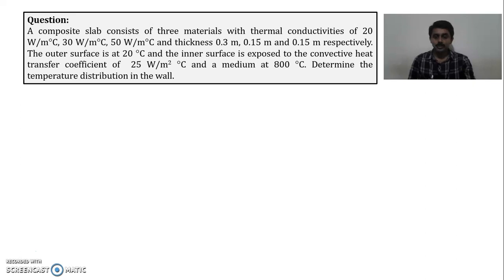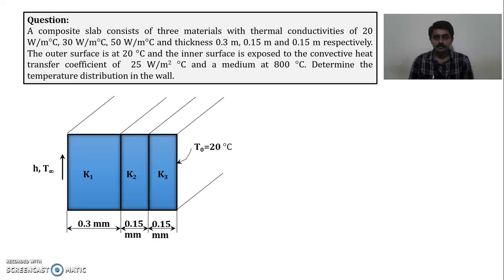So probably this is how we can picturize this. There are three walls of thickness as mentioned. The outer surface is at 20 degrees C and on the inner surface there is a convective heat transfer coefficient as well as a medium at 800 degrees C. Convective heat transfer coefficient we will mention with h and the temperature T infinity at 800 degrees. This is probably a typical application in industry furnaces.